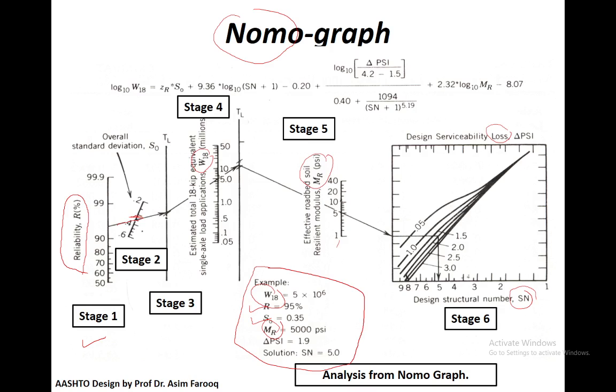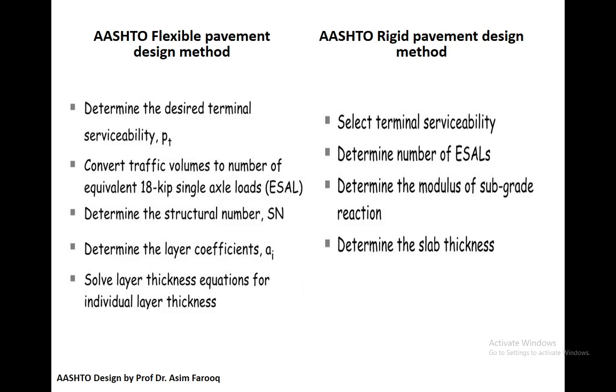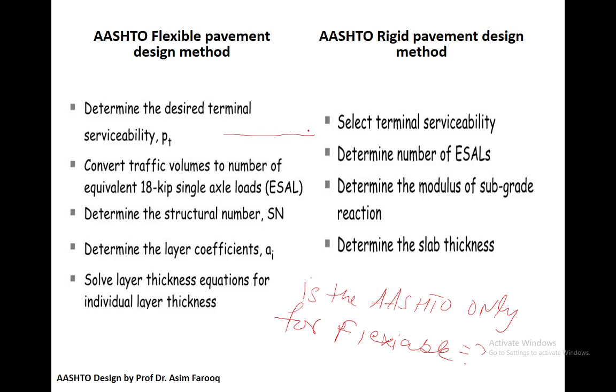This is just the way through which we can also do the analysis from the nomograph. So the question is, if we would like to do the AASHTO flexible pavement design method, is it only valid for flexible pavement? Of course, we can also do it for rigid pavement as well, but there is a little bit of difference between them. As you can see here, the serviceability index is almost the same, the ESAL value is also the same, and then we determine the modulus of subgrade reaction, and then directly we jump to the slab thickness.